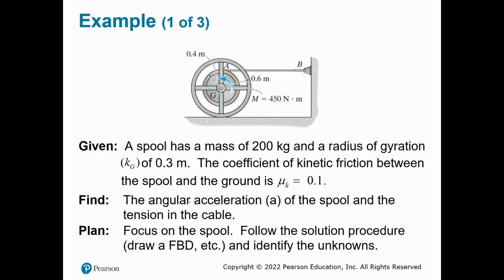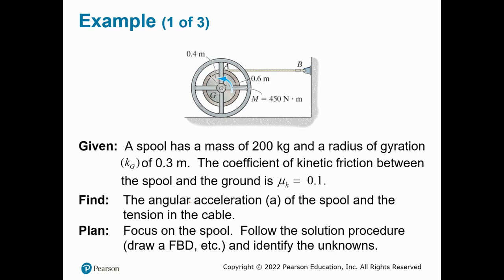Example number one, we have a spool that has a mass of 200 kilograms and a radius of gyration k_G equals 0.3 meter. The coefficient of kinetic friction between the spool and the ground is mu_k equals 0.1. We're looking for the angular acceleration of the spool and the tension of the cable.